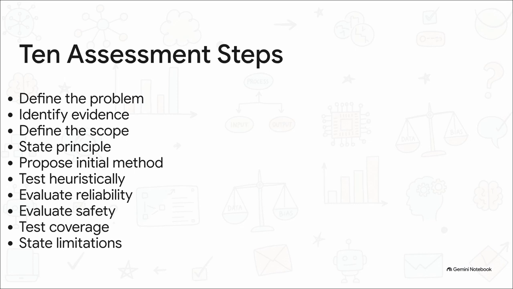Define the problem, identify the evidence, and set the scope. State your principle, propose an initial method, and test it heuristically. Then relentlessly evaluate reliability and safety, check your test coverage, and finally, state your limitations and iterate. Following this sequence dynamically proves you prioritize logical reasoning over just rushing to code.